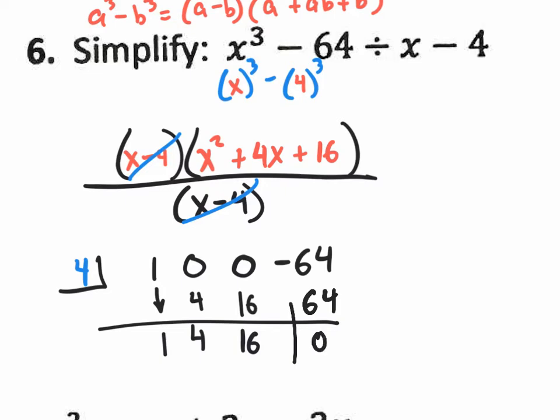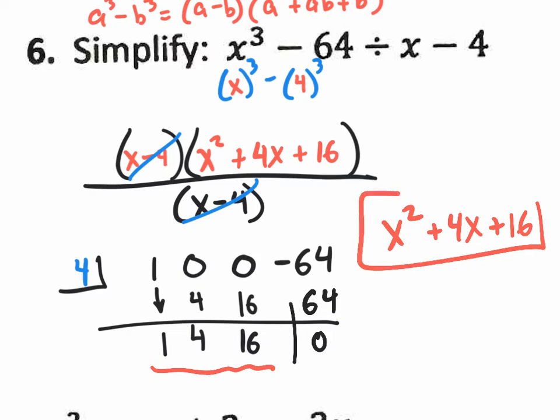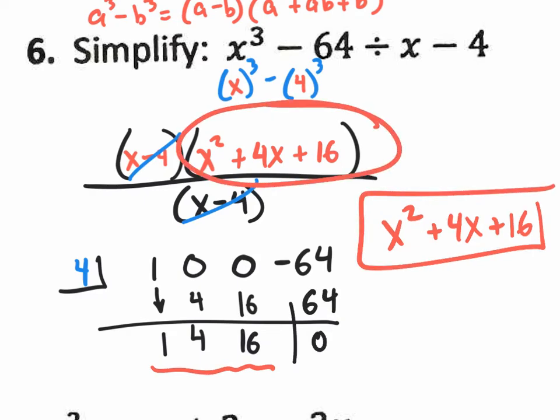The remainder is 0. So this guy right here is the answer. Those are the coefficients of your depressed polynomial. So the depressed polynomial would be 1x squared plus 4x plus 16. That's your answer. It's the exact same answer as up here.